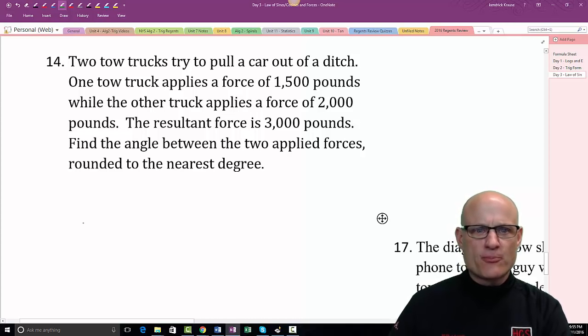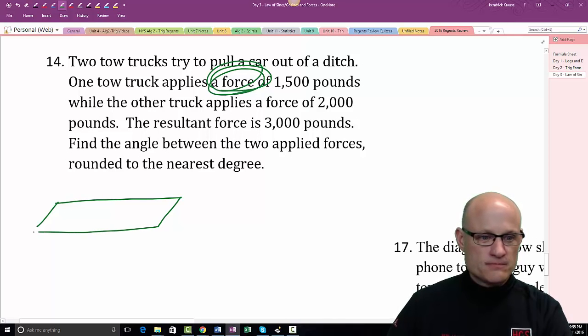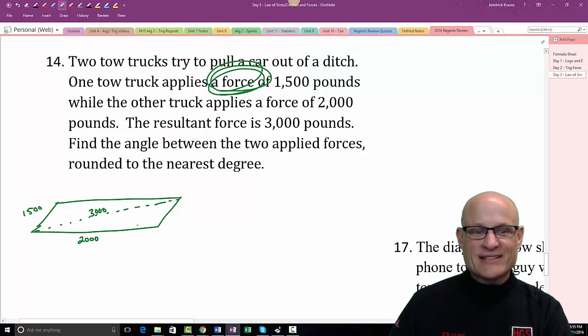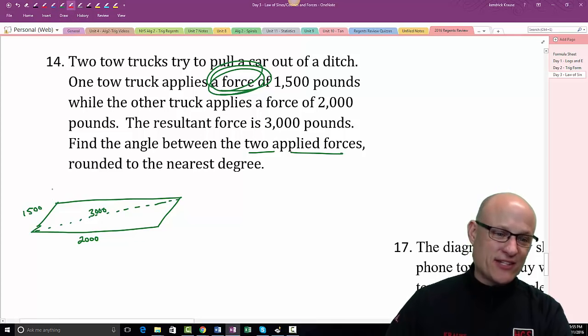So, two trucks out of a ditch. Anytime you see the word force, you're going to be drawing a parallelogram. And we've got a 1,500 pound force, and we've got a 2,000 pound force. The resultant is a 3,000 pound force. It says find the angle between the two applied forces. So what they're asking for is this angle.